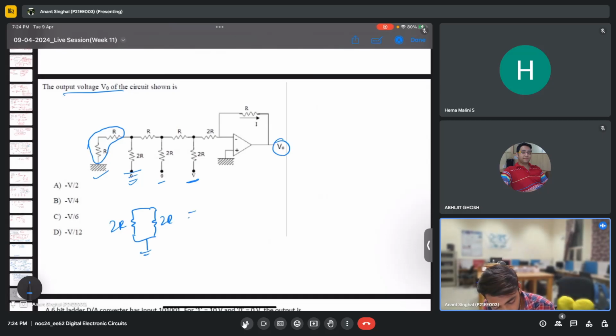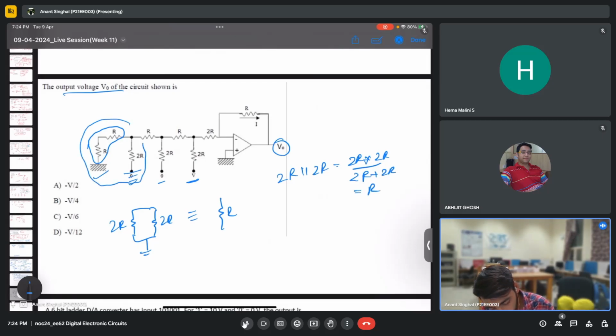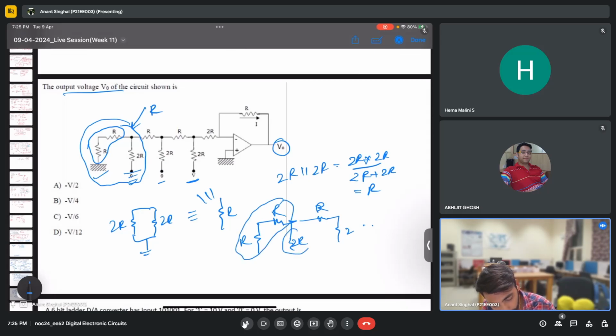So the combination of them will give an R, because 2R parallel 2R is nothing but 2R times 2R over 2R plus 2R, which is nothing but R. So this circuit, the one that I have, is nothing but R. So if I try to make an equivalent circuit now, we can again have an R, and again an R here, then 2R, then again R, then again 2R, and so on. So this will again be 2R in parallel to 2R.